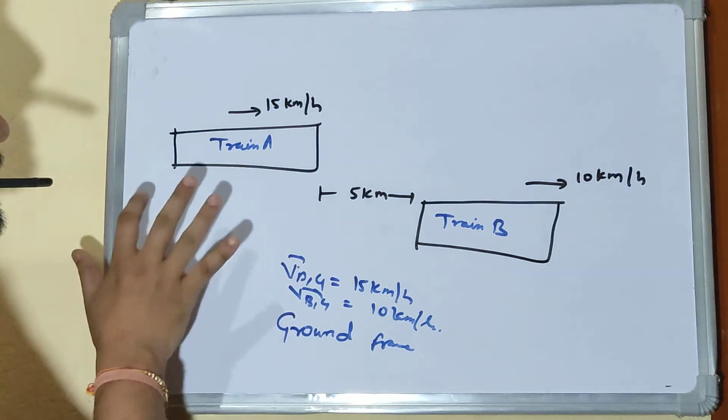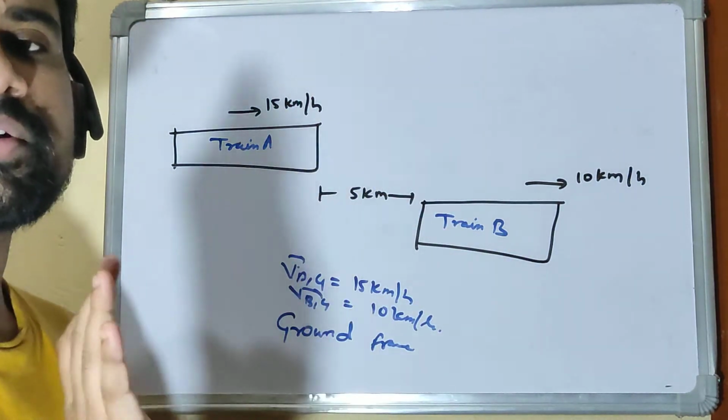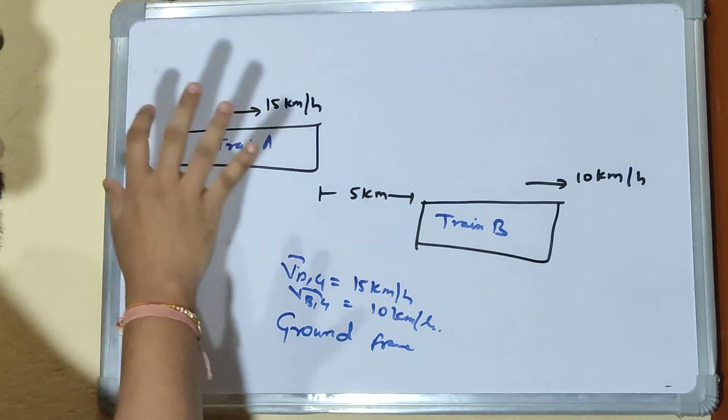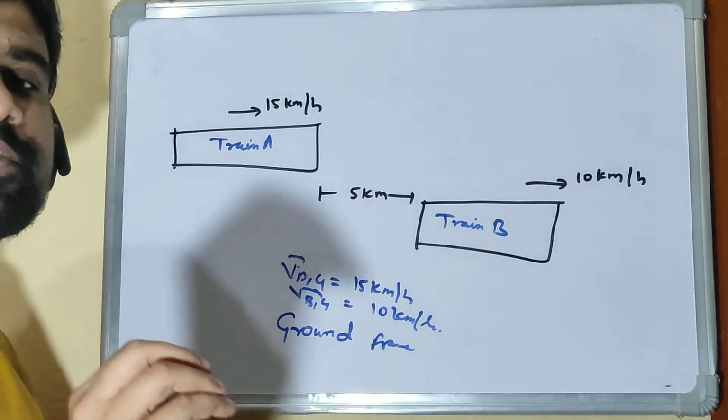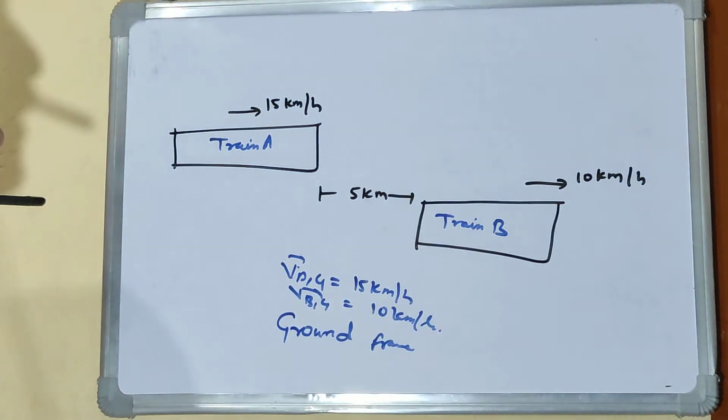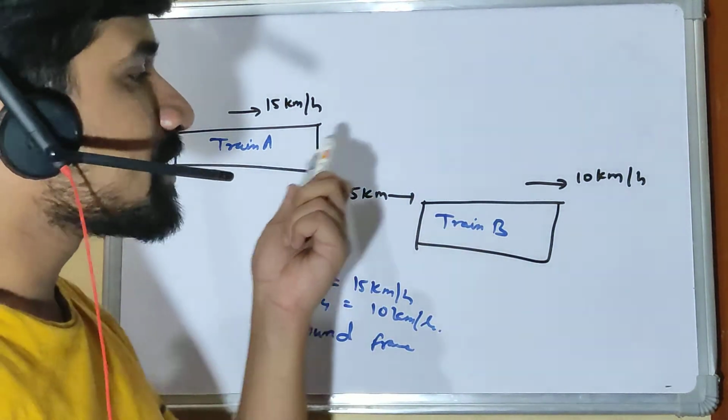So first, whether this train will be able to cross train B or not. Analytically, let's find this. The speed is higher for this particular train. It is 15. This is 10. So obviously, at some point of time, this will cross this train, right? So now, the velocity of train A with respect to train B.